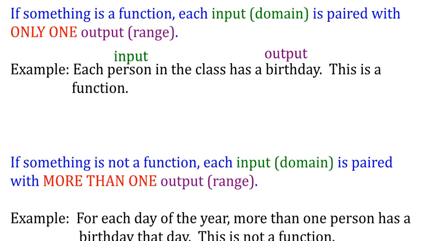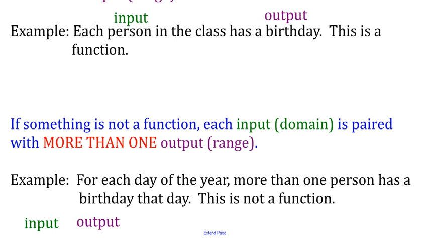If something is not a function, each input, again, which is part of our domain, is paired with more than one output, which is part of our range. So for this scenario, for each day of the year, more than one person has a birthday that day. Our input is each day of the year. The output means that there are going to be multiple birthdays that fall on that day. Therefore, it's not a function.